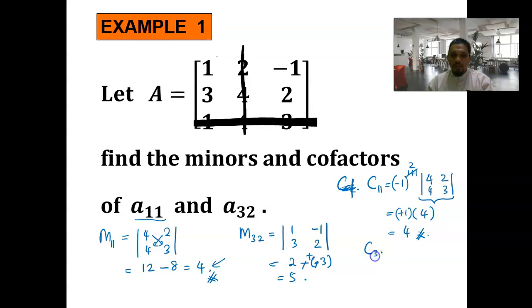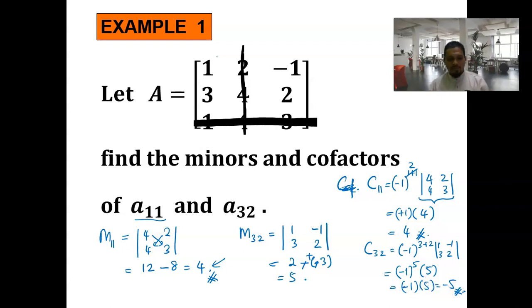Cofactor of 3, 2. We get negative 1 to the power of 3 plus 2, and the minor of 3, 2 with 1, negative 1, 3, 2, which we got earlier, the minor of 3, 2 equals 5. And 3 plus 2 equals 5, so negative 1 to the power of an odd number, which is 5 here, equals negative 1. Multiplied with 5 equals negative 5.